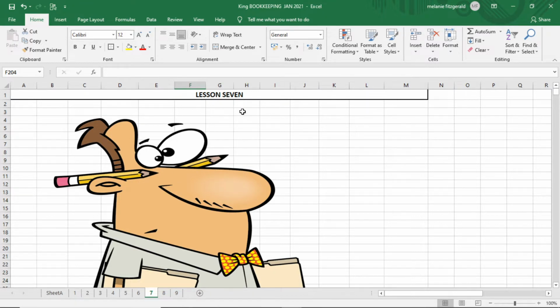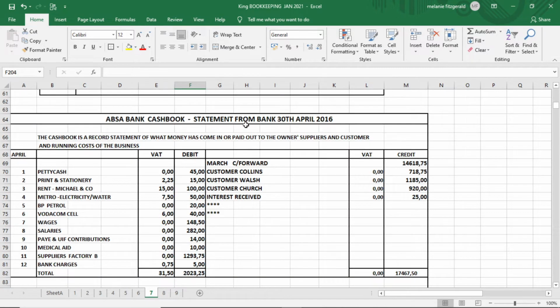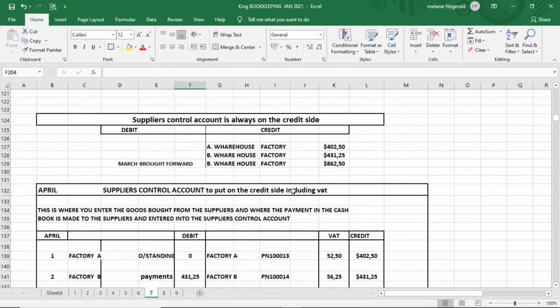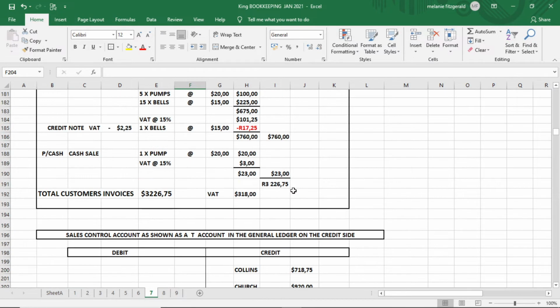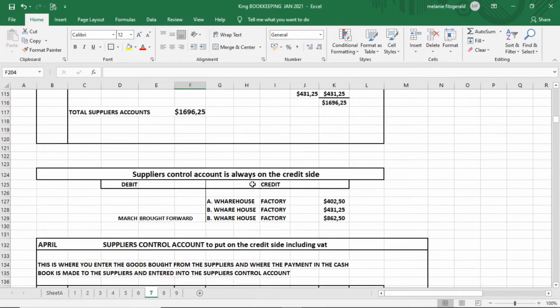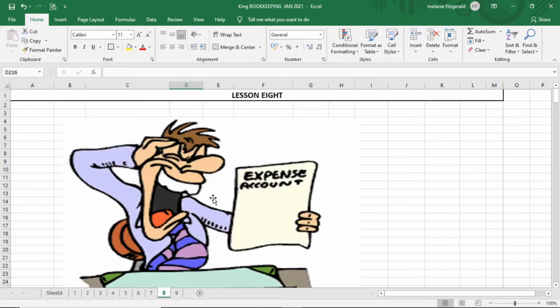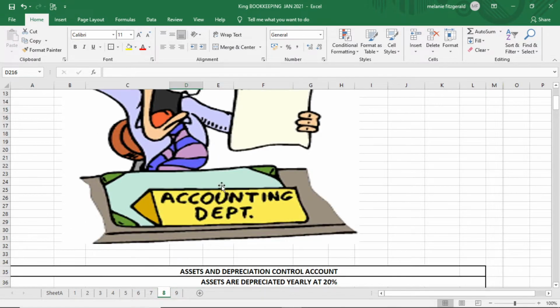In lesson 7, we basically did the bank statement and cash book plus petty cash book. We did the APSA cash book, then the suppliers control account, and then the customers control accounts. So please go watch lesson 7, because it's very important to give you a refresher of what we're going to do in lesson 8. So let's start with lesson 8.